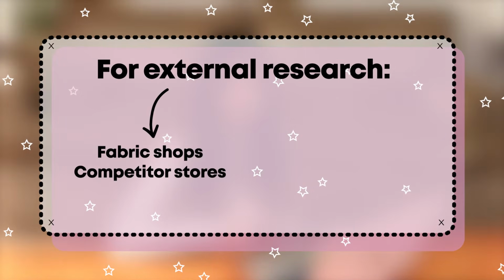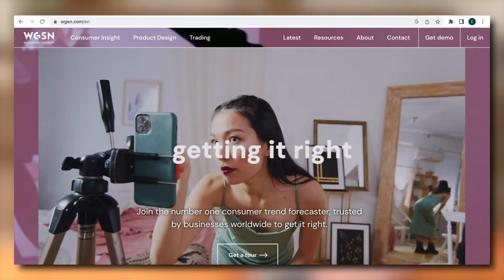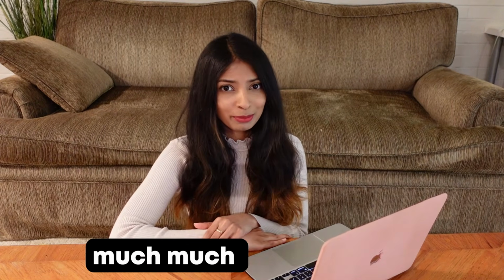For this, we need to go check out fabric shops, competitor stores, even reach out to manufacturers, etc. And online, we head to websites like WGSN to gather information on the latest colors, fabrics, artworks, etc. that are trending in the market. Because I might have written that organza is a great fabric for its iridescent properties, but a deep dive into the latest fabric developments will probably show me a fabric that is much better suited.